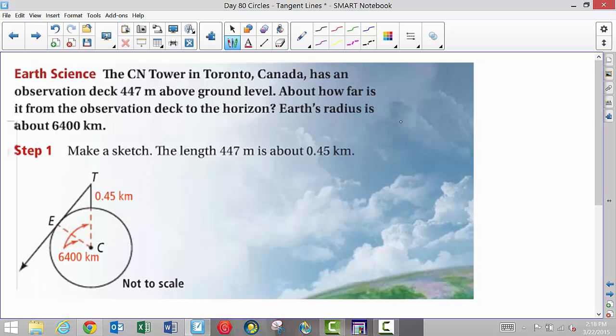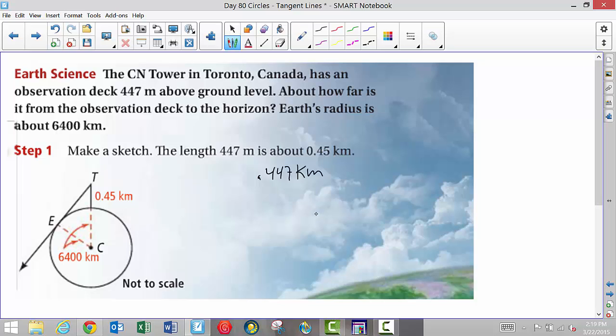Okay, the CN Tower in Toronto in Canada has an observation deck 447 meters above ground. About how far is it from the observation deck to the horizon? Earth's radius is about 6,400 kilometers. Make a sketch. The length is 447 meters, which is about 0.45 kilometers. Technically, it is going to be 0.447 kilometers. Okay, meters to kilometers.